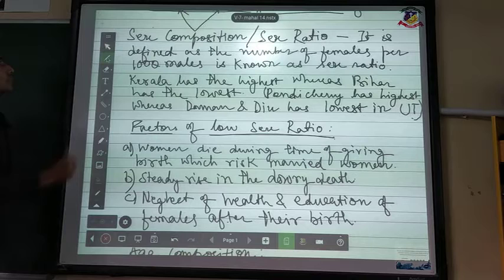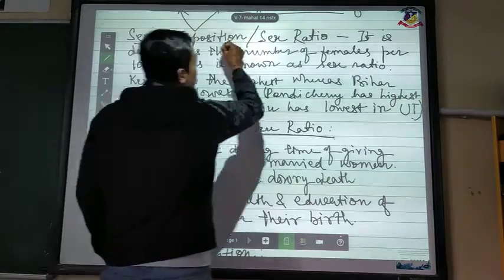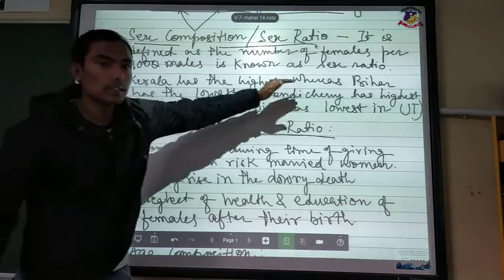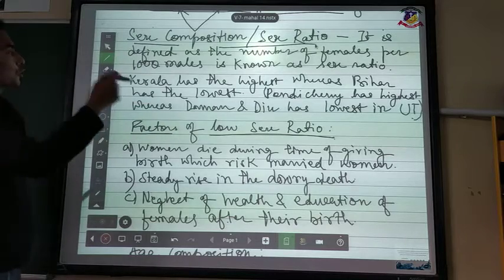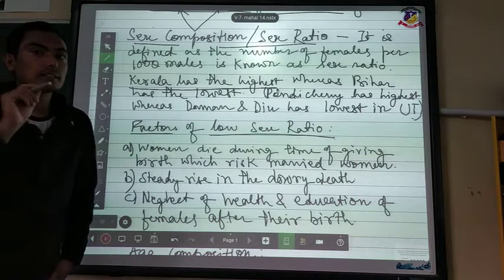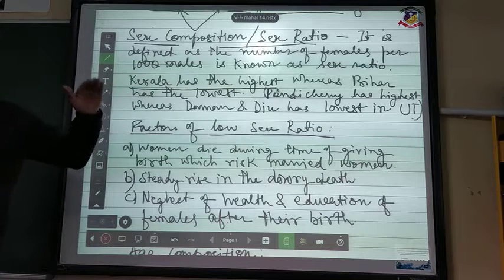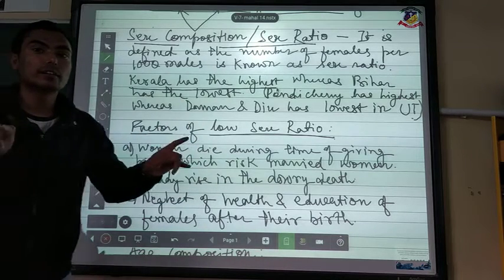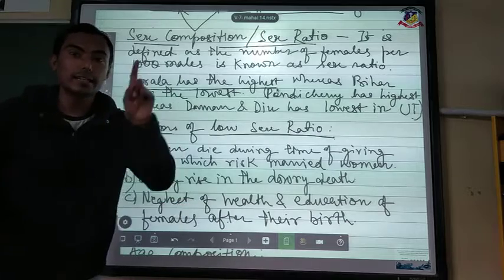Next, sex composition, which is also referred to as the sex ratio. The sex composition or sex ratio is defined as the number of females per 1,000 males. Please remember the definition. Definitions are very important. In terms of sex ratio, Kerala has the highest sex ratio. Why? Because more than 90% of the total population living in Kerala is literate. It means that they are well educated. As they are well educated, there is no difference between male and female, resulting in the number of females being more than males.